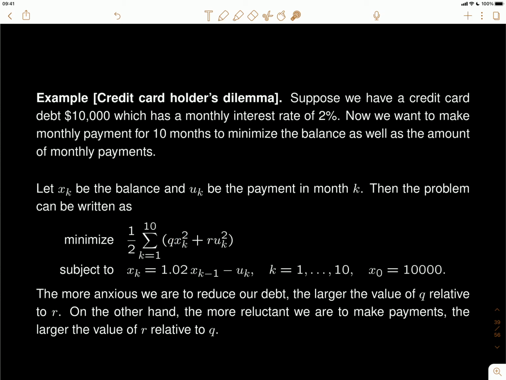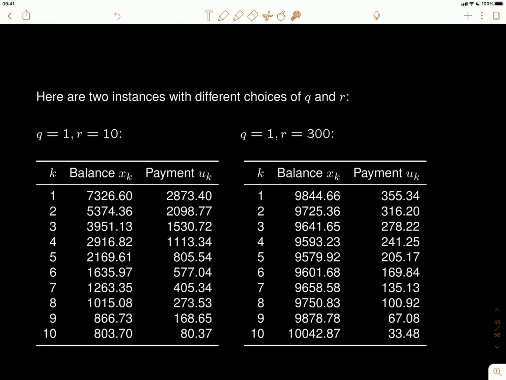On the other hand, if we don't want to make a large payment, then we want to put this R large. Depending on the choices of Q and R, we'll get a set of results. For example, we choose Q to be 1, R to be 10. In this case, R is relatively small compared to Q, meaning that we really want to minimize the balance, and we can try to make a large payment. We solve for this x and u, and find that we are going to make payments over the 10 months like this, and the balance at the end of each month will be like this. So that's good. We do need to make a large payment. For the first month, we make almost a $3,000 payment, but later on we reduce it to about $8. But at the end of the 10th month, we will just owe the bank $800.